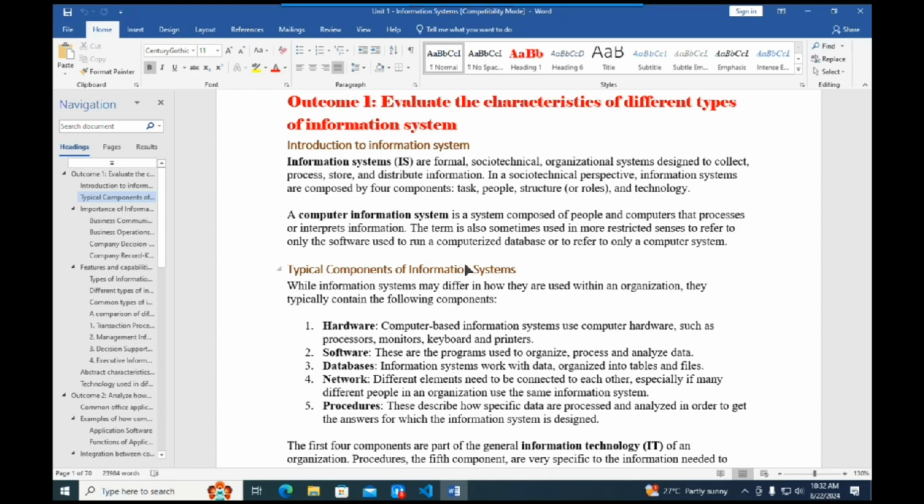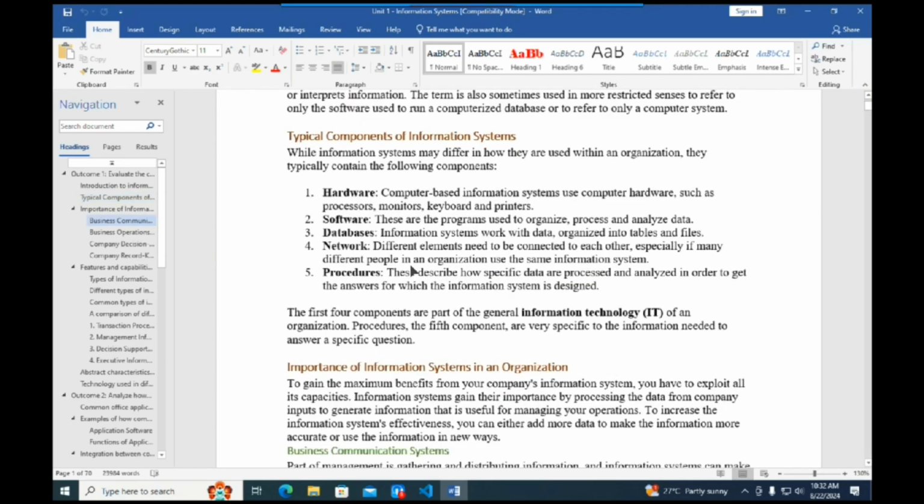Now, you would be asking yourself, since we've said information systems, since it is a system, it means that it is made up of different components. So, what are the typical components of information systems? In other words, what are the main components of information systems? Now, or rather, computer information systems. So computer information systems are made of 5 major components.